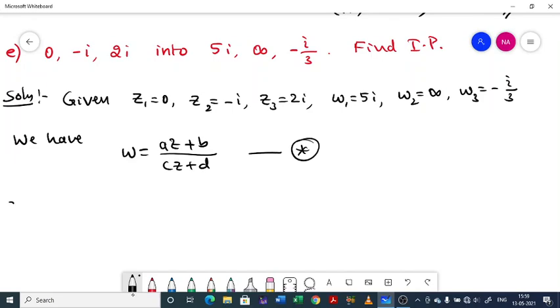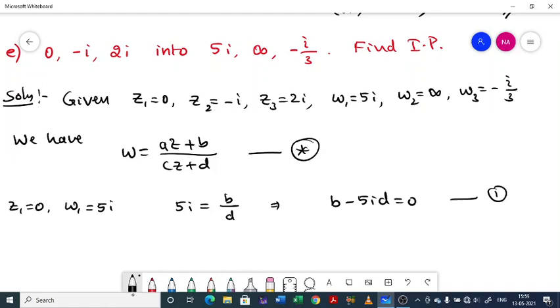Now z1 equal to 0 and w1 equal to 5i, so that will be having 5i equal to b by d. So b minus 5id equal to 0, that will be equation 1.